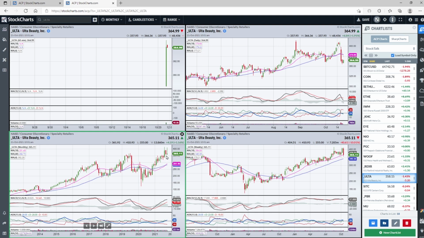Now you have to see how this 350 area, if this can hold 350, then we're probably caught in a range. If it can't hold 350, then I think there's some downside risk in this. The next support would be around 300.